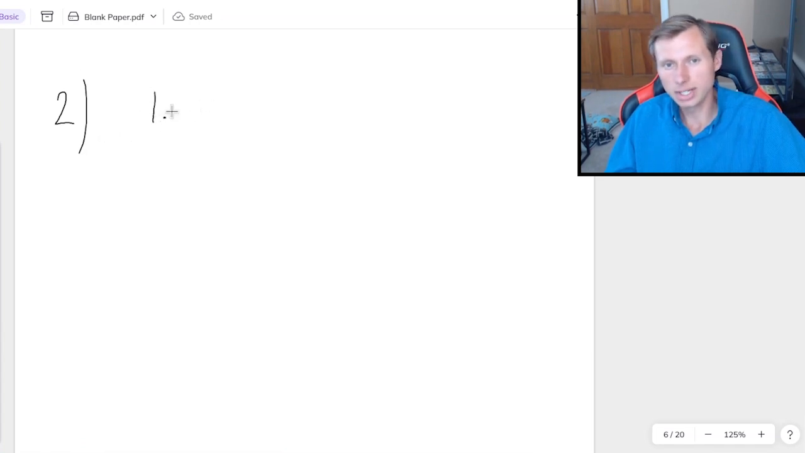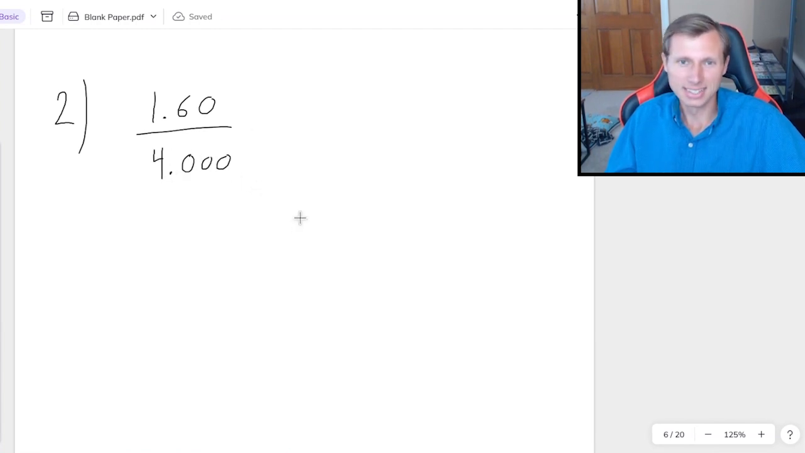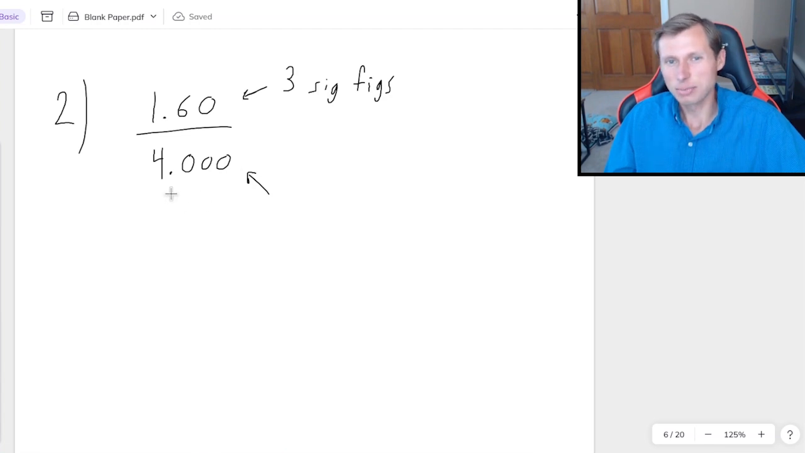The second one is 1.60 divided by 4.000. When we do this, you first have to ask yourself, how many sig figs is the top one and how many sig figs is the bottom one? Well, for the top one, you do count that 0 because it's after a decimal. So that's 3 sig figs for the top one. And for the bottom one, you count all these zeros because all of them are after a decimal place. So that would be 1, 2, 3, 4 sig figs.